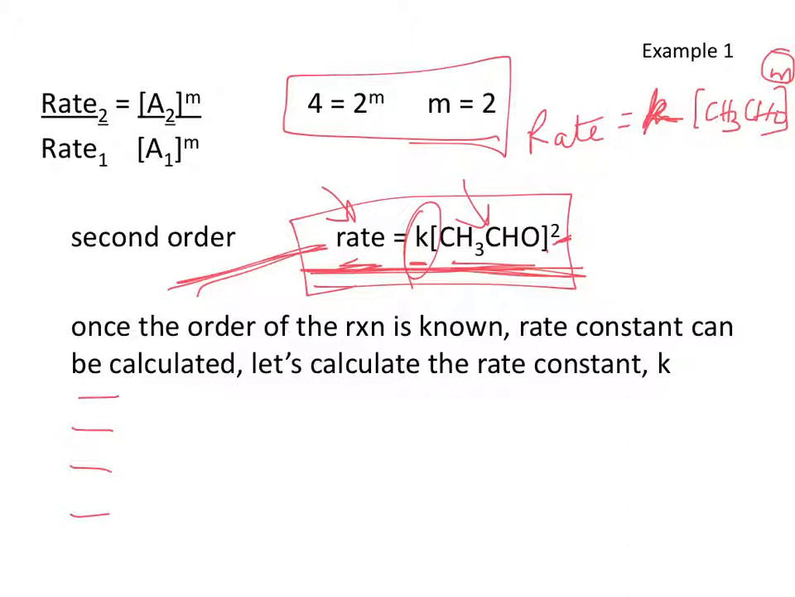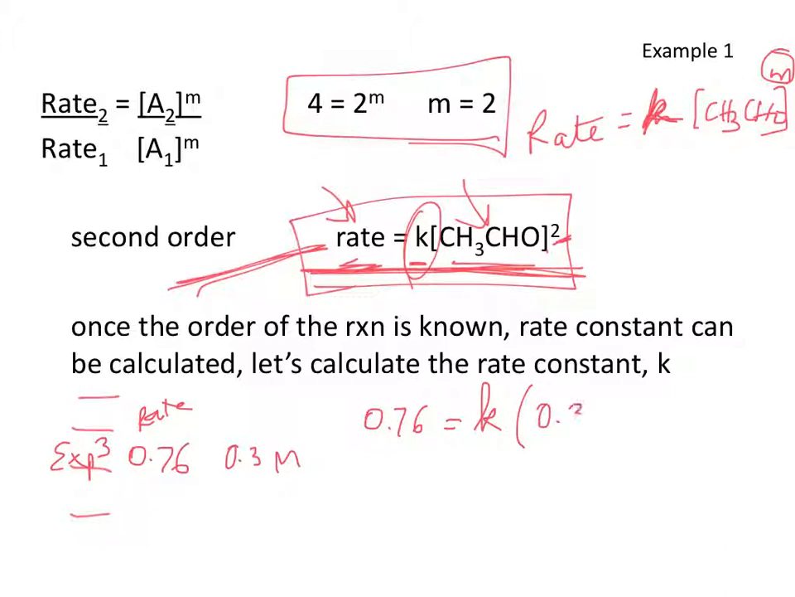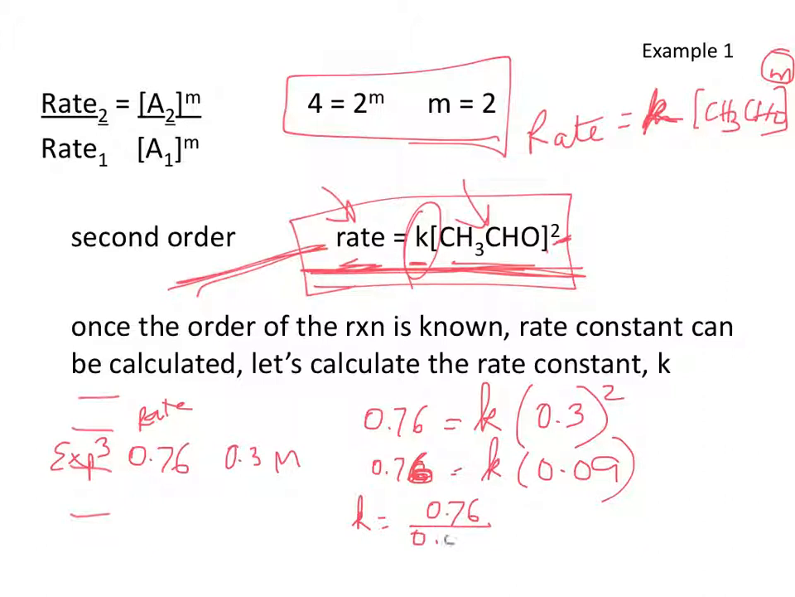So let's take information from this question and take it forward. I'm going to slide back. Experiment 3 had a rate of 0.76, and the concentration was 0.3 molar. So I'm going to plug in this number: 0.76 is equal to k times 0.3 squared, so 0.76 is equal to k times 0.09, hopefully. So k is equal to 0.76 divided by 0.09, which, plugging these numbers into my calculator, comes out to be 8.44.